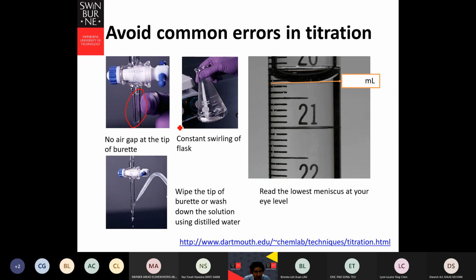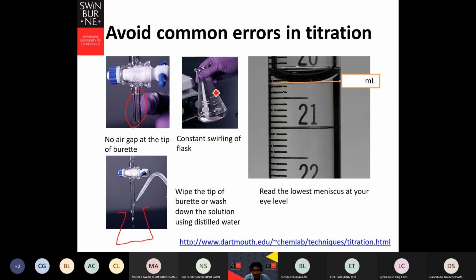Constant swirling: students do not do constant swirling, or they swirl too vigorously so that the solution jumps up and spills out. We should always wipe the tip inside the conical flask, because after we stop the reaction or the titration, we should wipe it down.